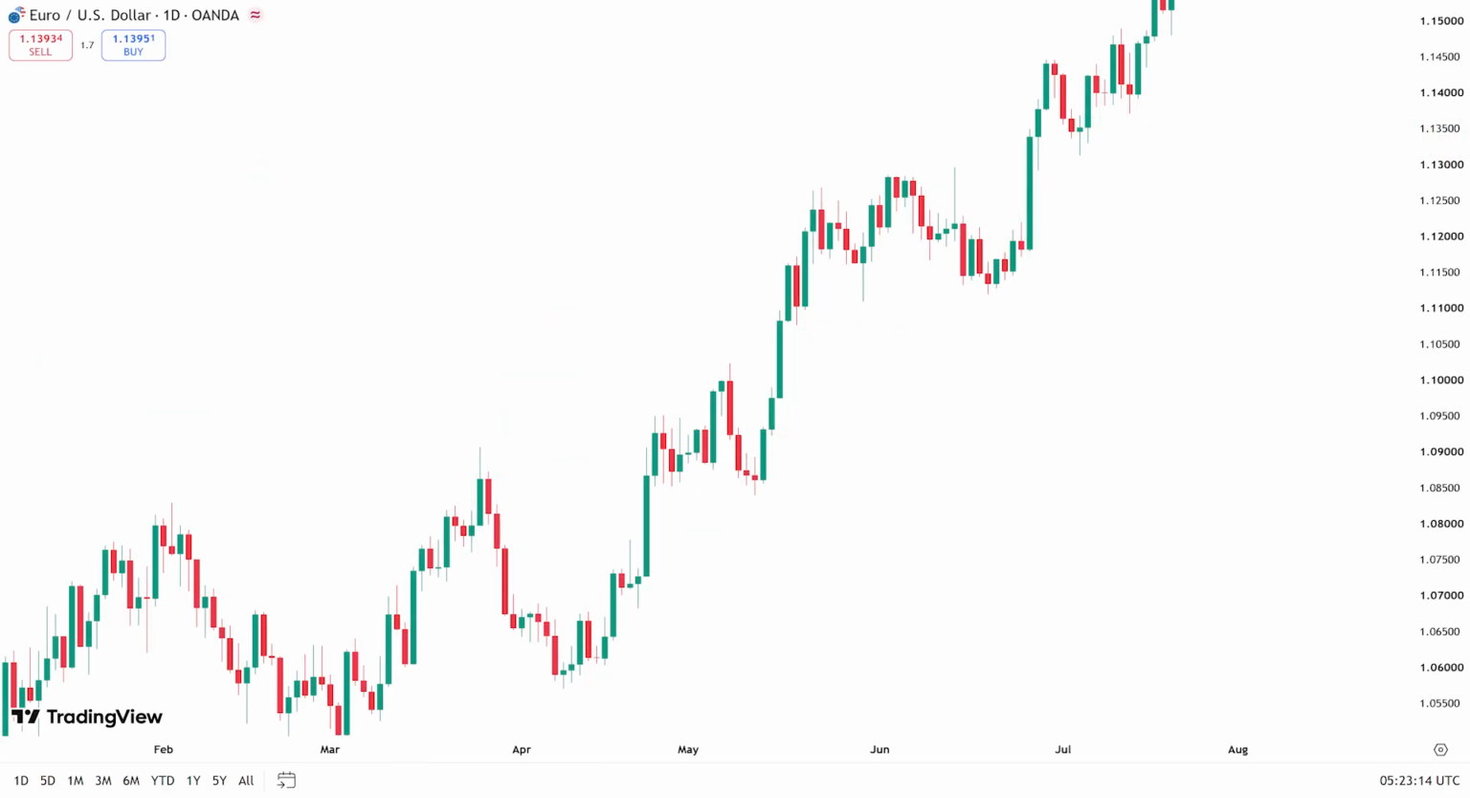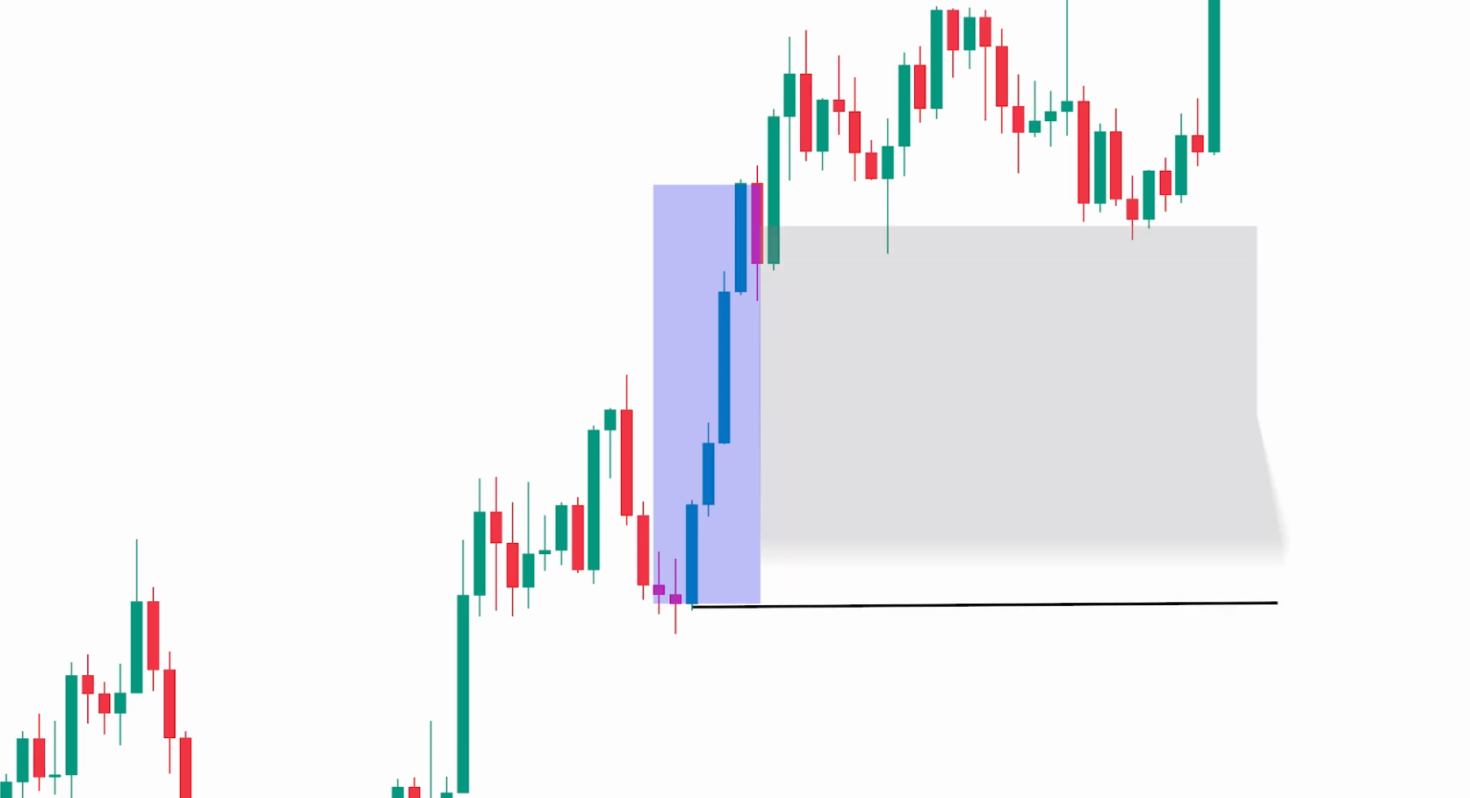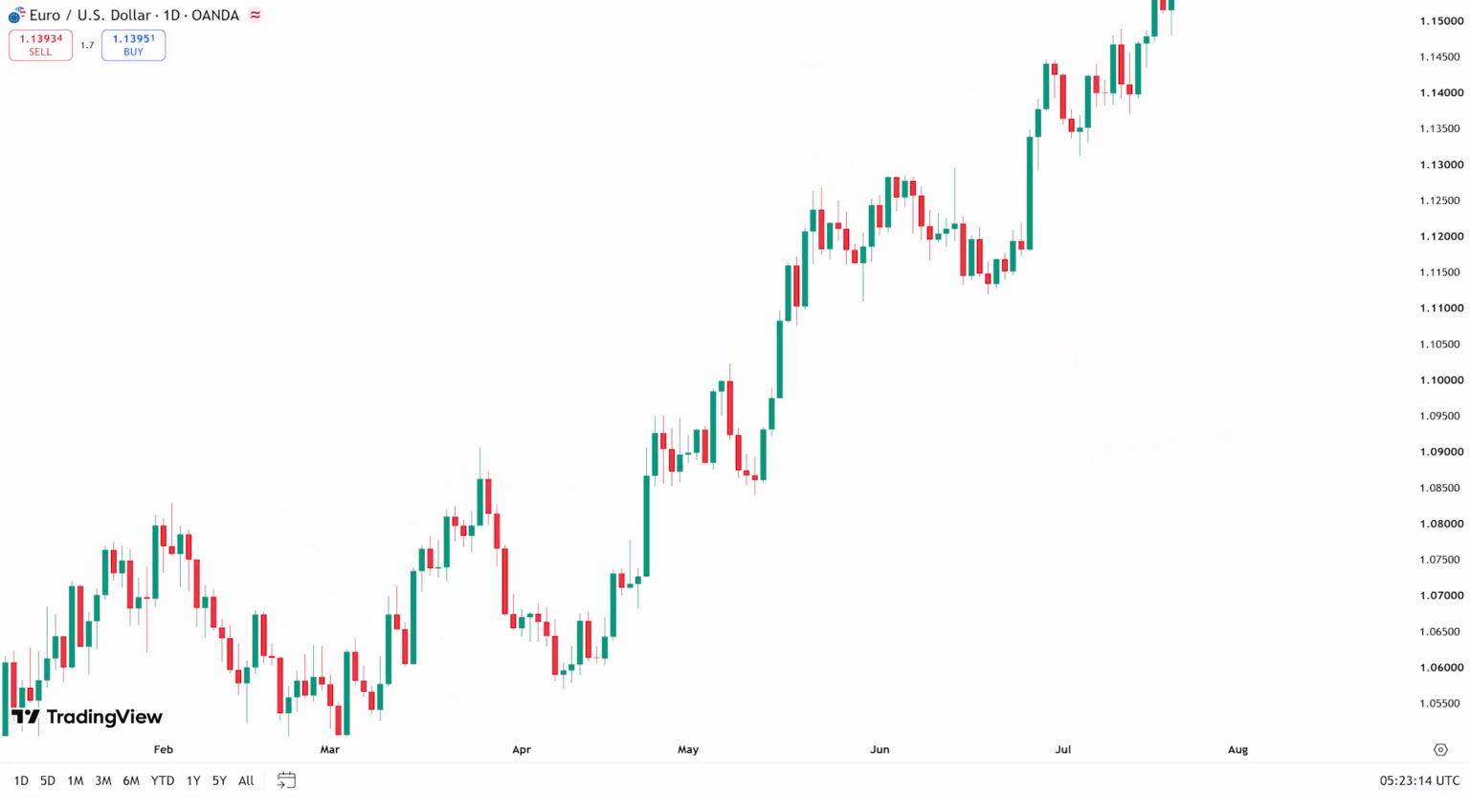The second mistake is expecting price to react the same way every time it returns. Markets don't follow fixed rules. The reaction always depends on the current order flow and market context. Another common mistake is analyzing a liquidity void in isolation. No concept should be used alone. Always combine it with market structure, liquidity, and confirmation.